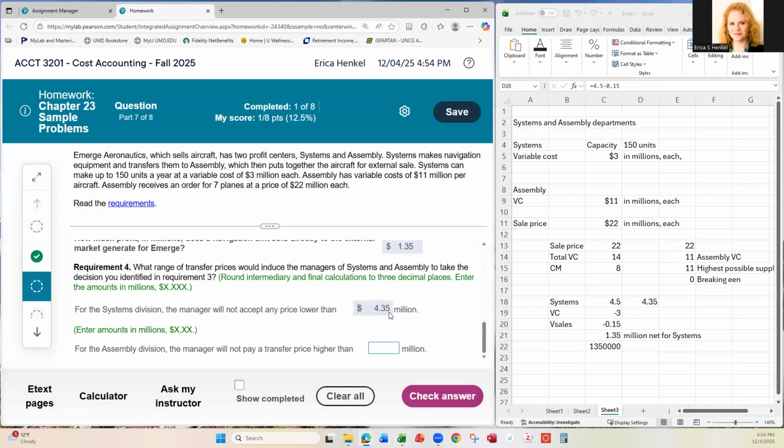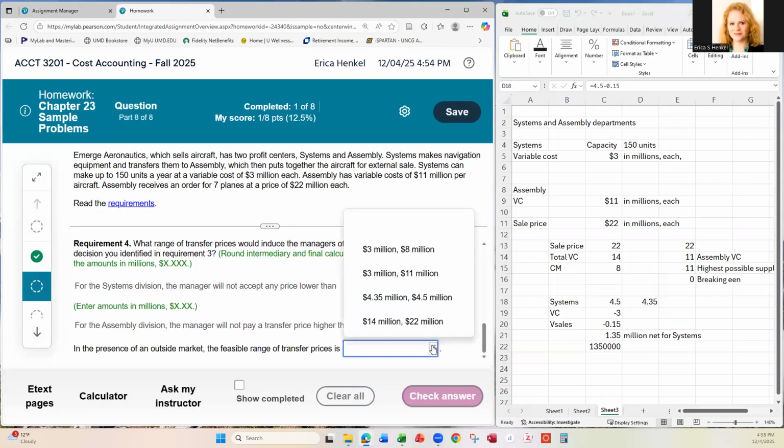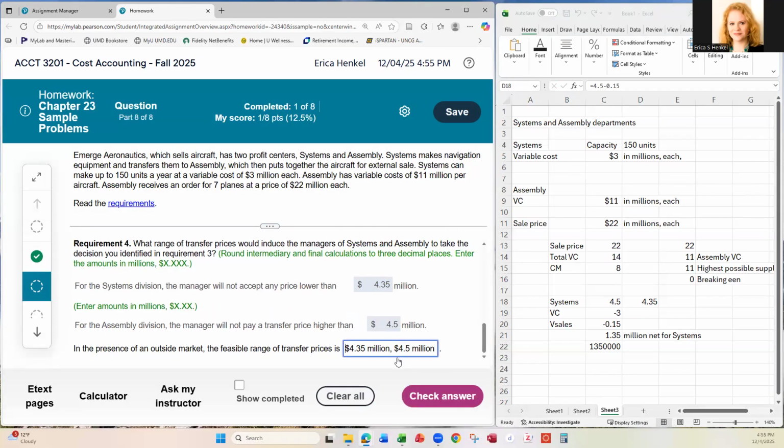We would give it for less than the 4.5 million because we would not incur that sales cost if we were to sell it internally, right? Now, for the assembly division, the manager would not pay a transfer price higher than what? The market price. The market price is the ceiling. So that would put a ceiling of 4.5 million on that transfer price if we were able to do that. So the range then would be between 4.35 and 4.5 million.